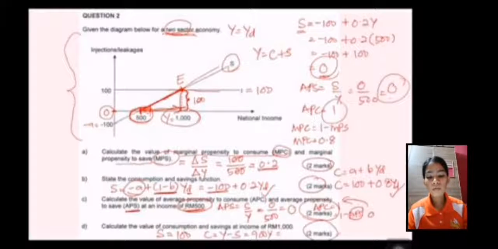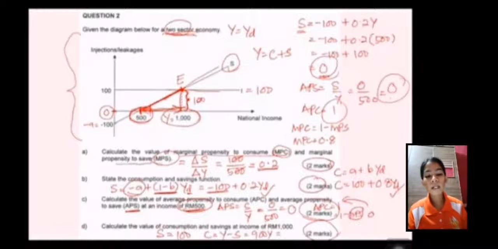This is not fully marked yet, we're going to calculate the MPS. So MPC equals 1 minus MPS. So you will get 0.8. So you will get 2 marks fully. Next we're going to question B. State the consumption and savings function. So S equals minus A plus (1 minus B) YD, so minus 100 plus 0.2 YD. Another one we're going to do is C equals 100 plus 0.8 YD.